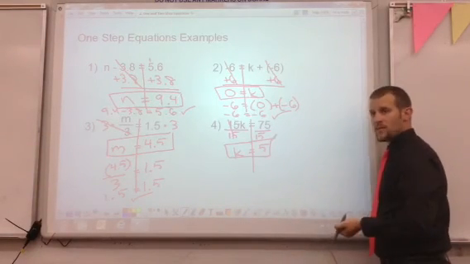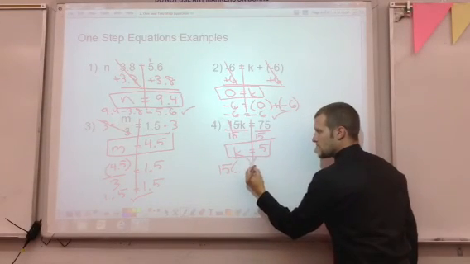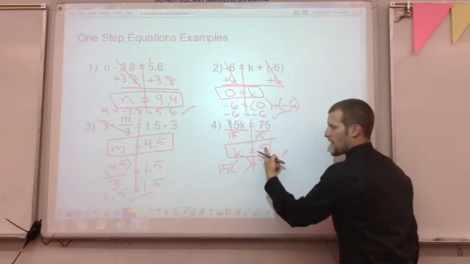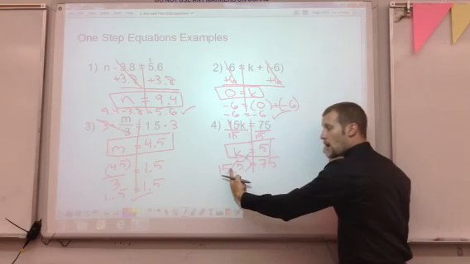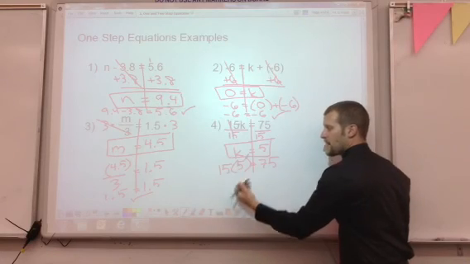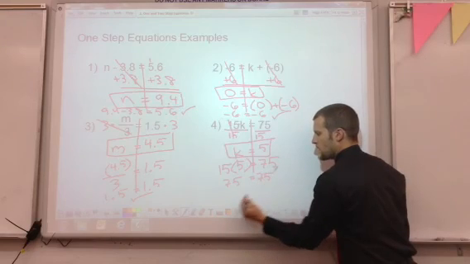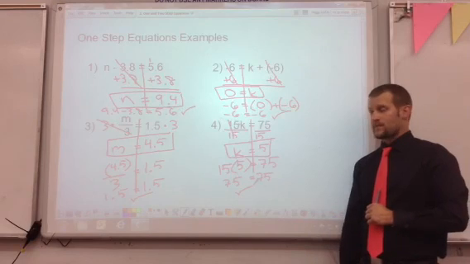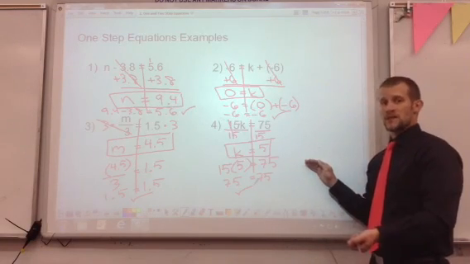I just have to check my answer. 15k equals 75 was the original problem. k is 5, so I will put it inside there. And I know when there's no operation between these, they are multiplying, always. 15 times 5 gives us 75, which is equal to 75. So this checked out, it works, everything is perfect, and we move on. This is the end of one-step equations, and we'll go on to talk about two-step equations next.